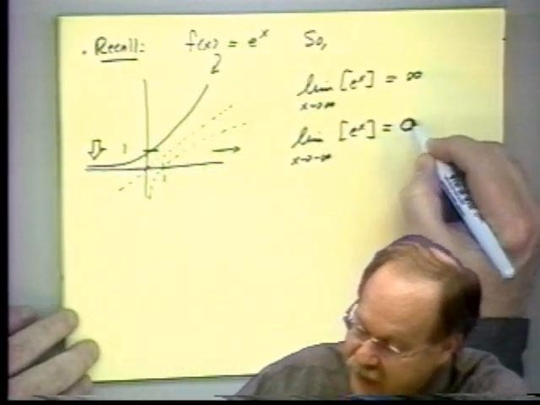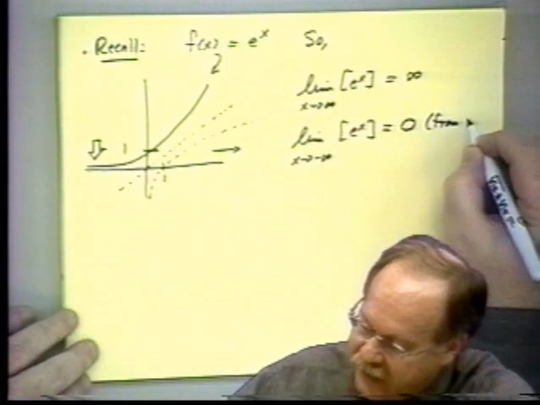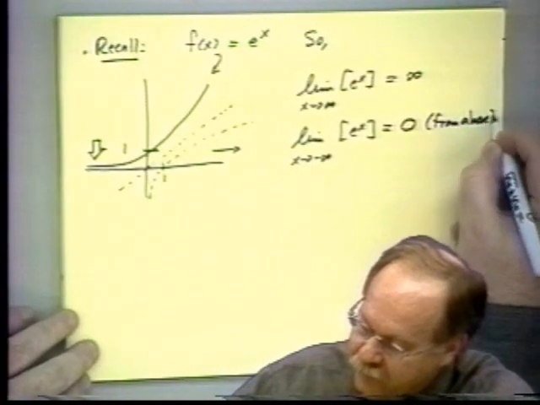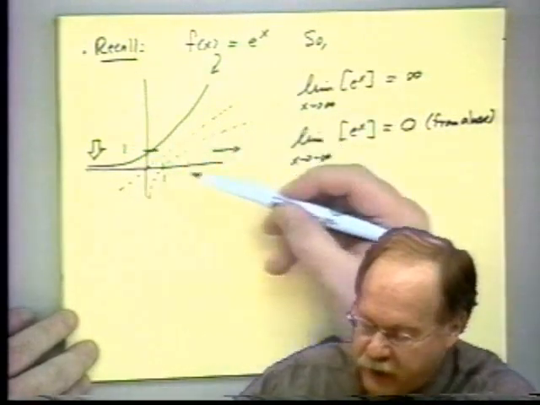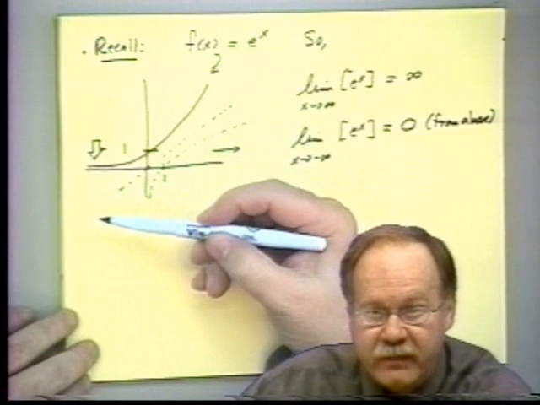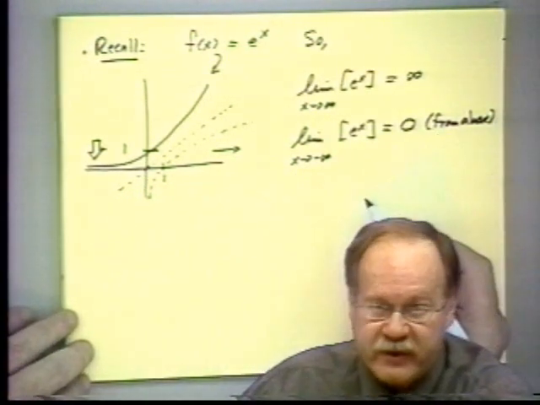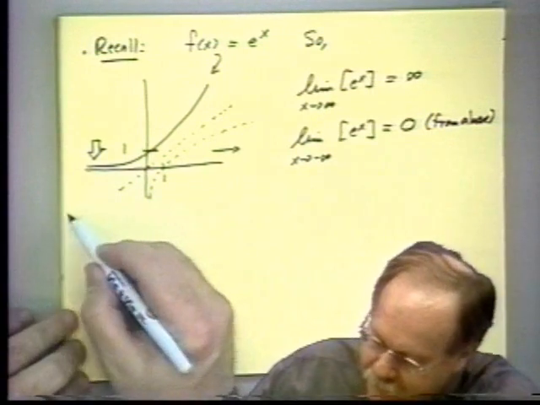So the answer here would be 0, and I'm going to add something that's not usually added. I'm going to write from above, because we are approaching 0, which is the x-axis height. We're approaching that from above rather than from below or in some other manner. So it's nice to note that, even though there isn't any official notation for that.